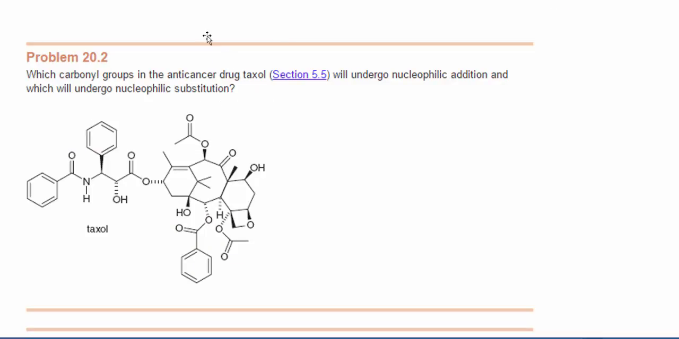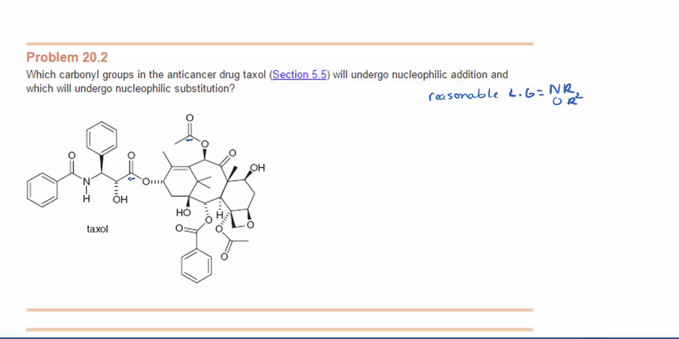Number 2, which carbonyl groups in the anti-cancer drug Taxol, and this is an example of Taxol here, will undergo nucleophilic addition and which will undergo nucleophilic substitution? Well, a carbonyl compound with a reasonable leaving group, something like NR2 or OR that is bonded to the carbonyl, will undergo substitution reactions. So let's see, this carbonyl will undergo a substitution because we have an OR.